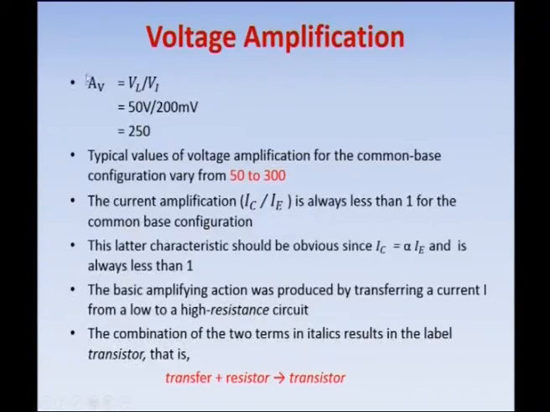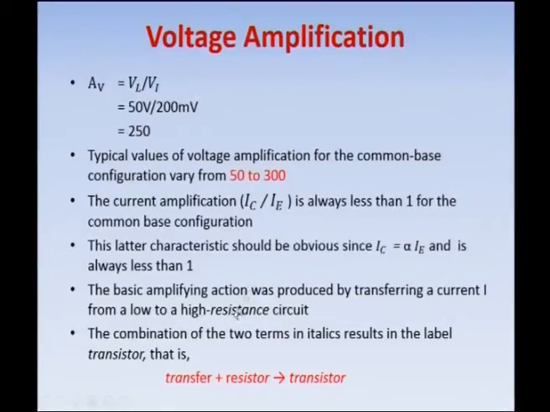Okay, the voltage amplification factor AV is defined as the output voltage divided by the input voltage. So, the output voltage is 50 volts and the input voltage is 200 millivolts. So, the amplification factor is 250. 250 times the input voltage is amplified at the output, and this is normally 50 to 300 as the voltage amplification factor for the common base transistor, and the current amplification is always less than 1, it is 0.9 or 0.998.